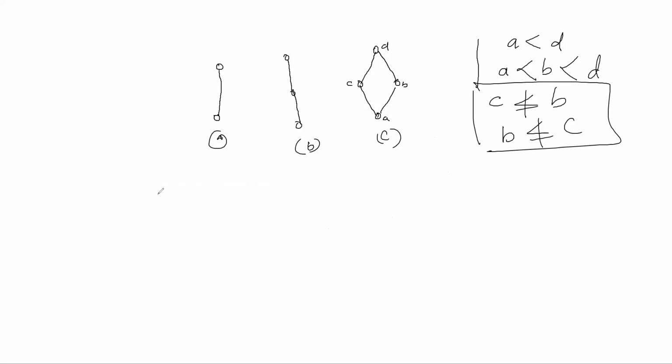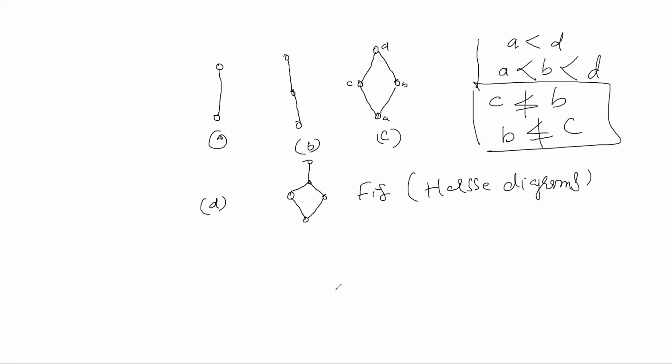Likewise, you can draw many diagrams. This is also a Hasse diagram of a poset. This is also a Hasse diagram of a poset. These are all examples of Hasse diagrams. So this is a figure explaining the Hasse diagrams for finite posets.